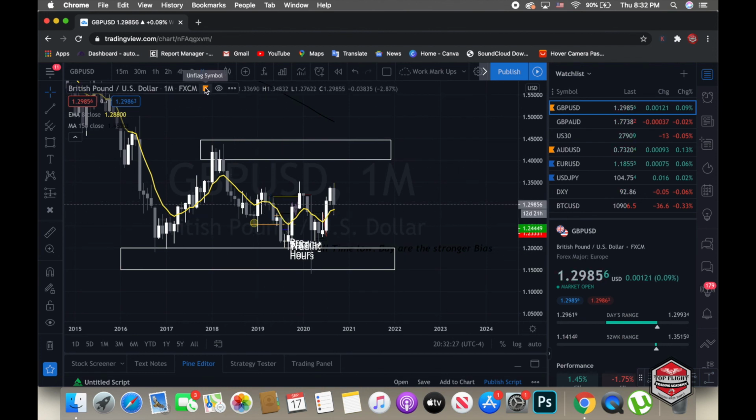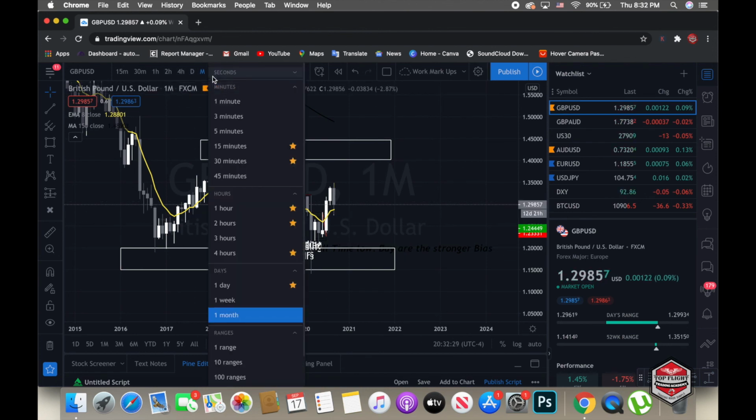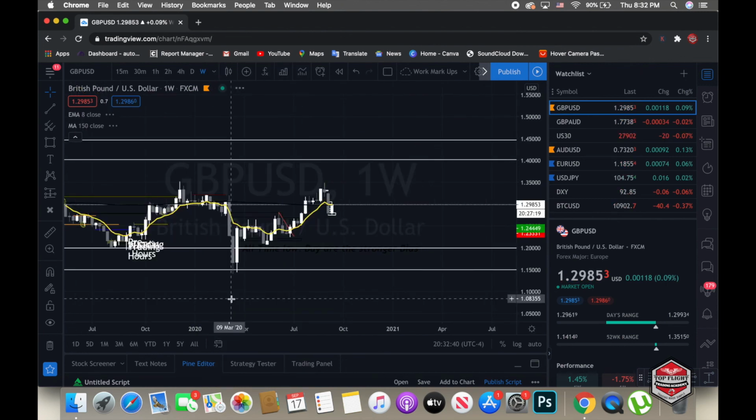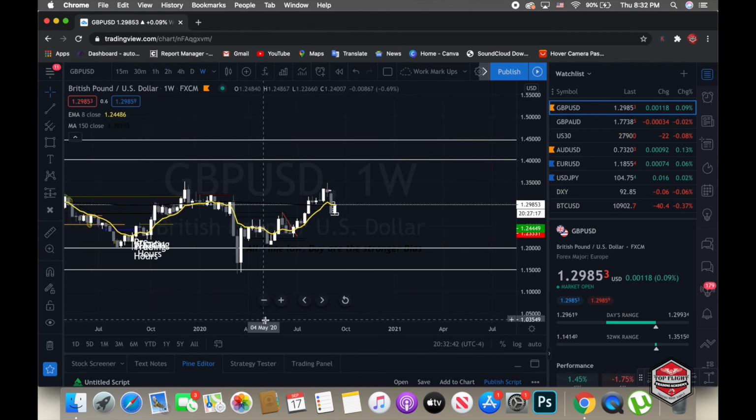So we already did it for the monthly. Next, we're going to go down to the weekly. Okay, and as you guys can see, we already have our key level zones here based on the high points and the low points of the overall area that we're looking at. Okay, so now we're going to go down to the weekly here.